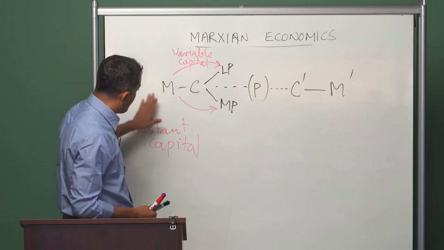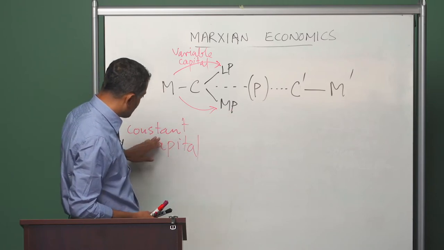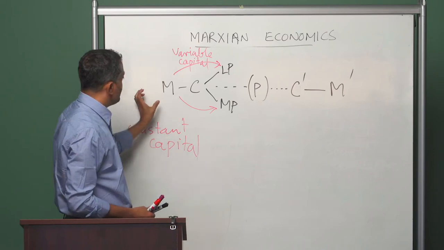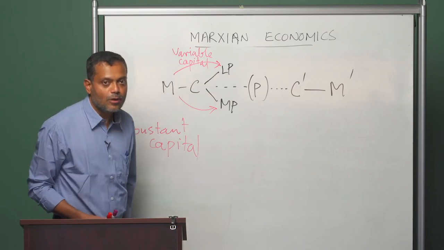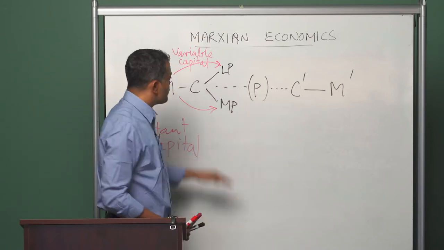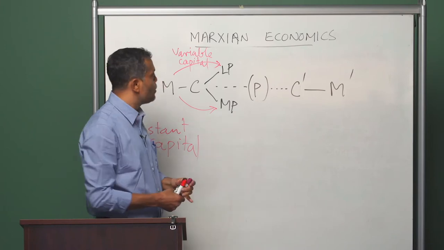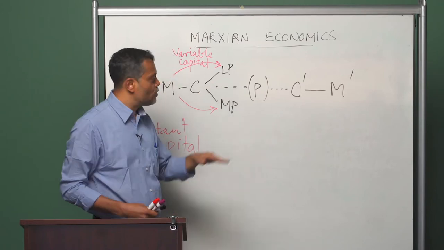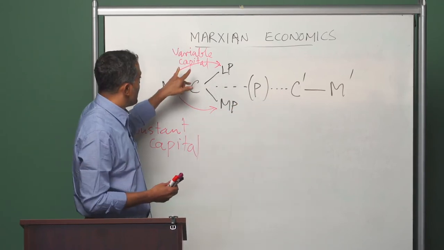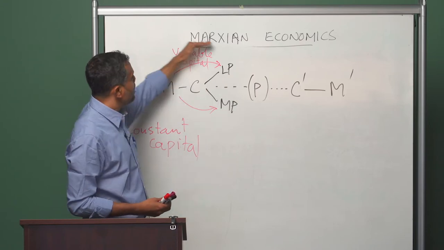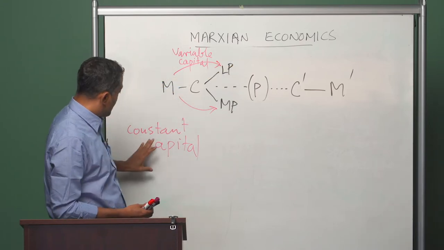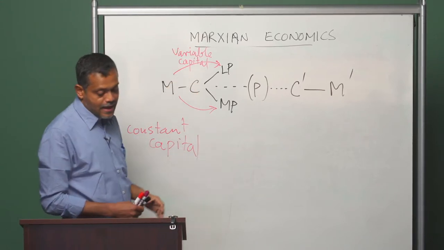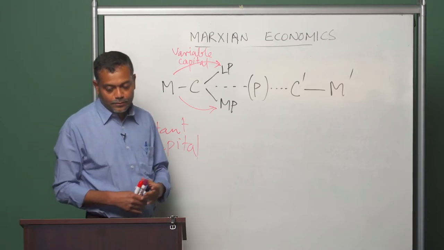That is why Marx calls this part of the money constant capital, and contrasts it to the variable capital, because the variable capital is the amount of money which is used to purchase labor power. But in the process of production, labor power adds more value than its own value. That is, it adds more value to the product than what the capitalist had to pay to purchase it. That is why it is a variable quantity as contrasted to this quantity which is constant. So therefore, this is known as variable capital and this is known as constant capital.